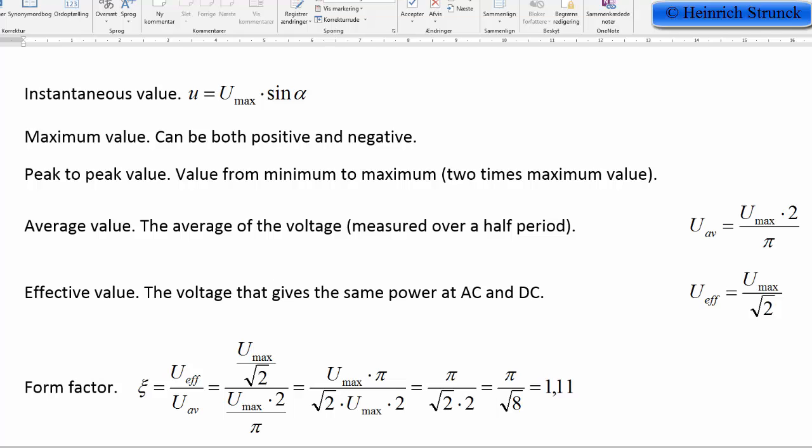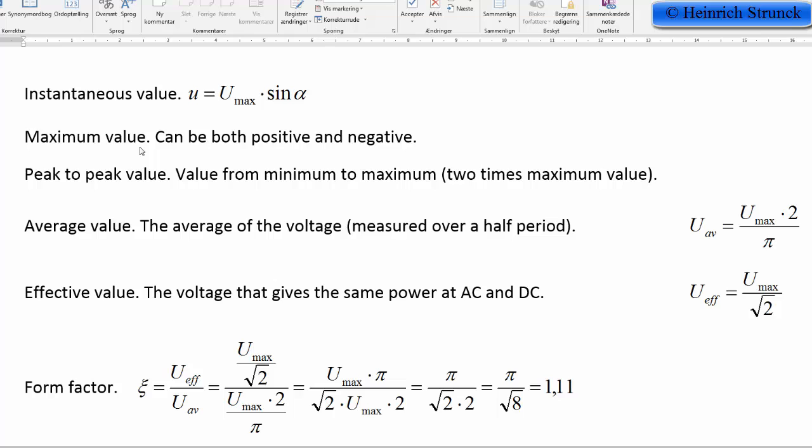Here we want to look at some different values for the sine curve. When we generate a sine voltage, we know that the instantaneous value is lowercase letter u, and it is the maximum value multiplied by sine for the angle that the wire or conductor is turned, or the rotation of the generator.